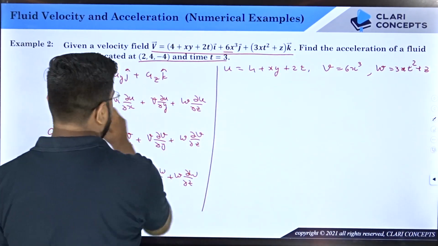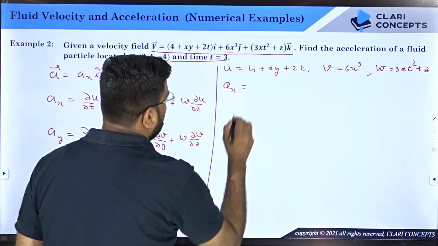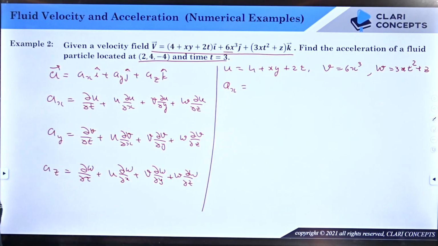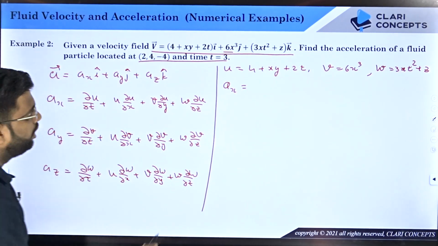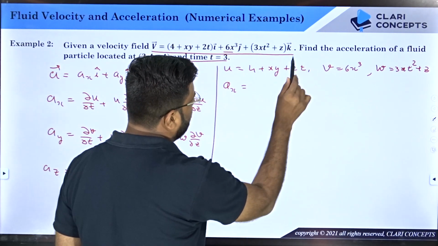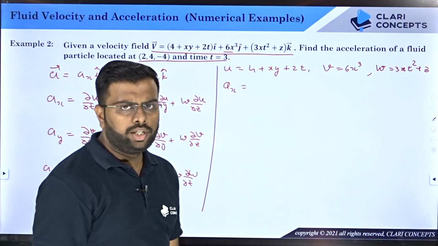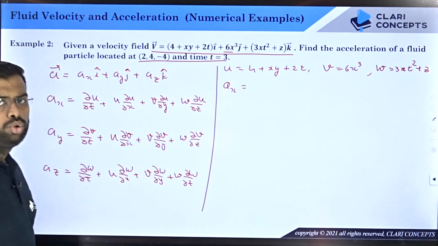Now I will start with ax. ax is equal to del u by del t. That means differentiation of u with respect to t. So differentiating this with respect to t, keeping all the other variables as constant, this is partial differentiation. I hope you know how to do partial differentiation.